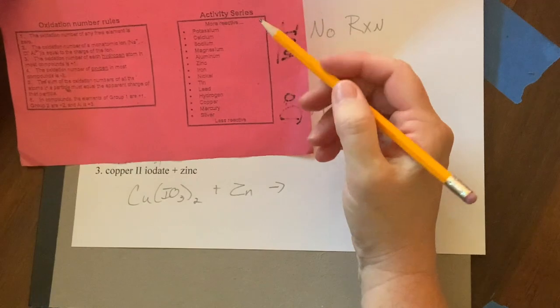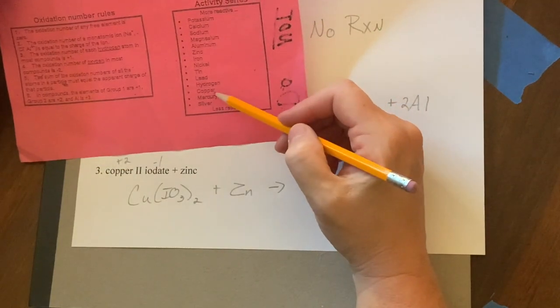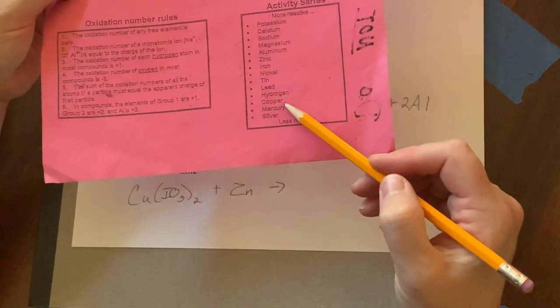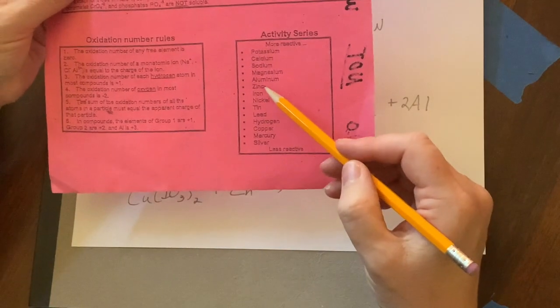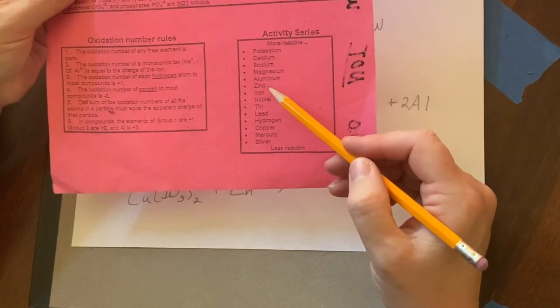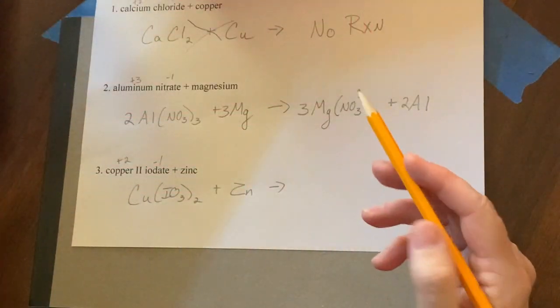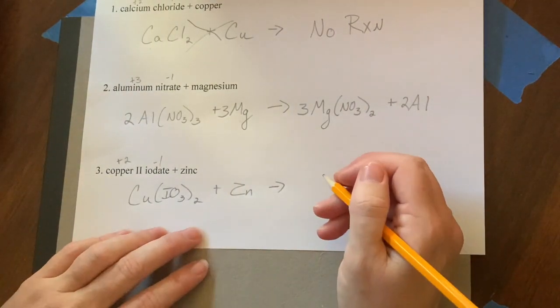All right, so I'm going to check copper. Well, copper's pretty low down on my activity series here. And then I'm looking to see where zinc is. Zinc is up here. Zinc is more reactive, so it's going to kick that copper out. So this reaction is going to happen.